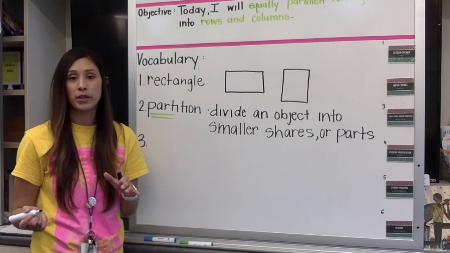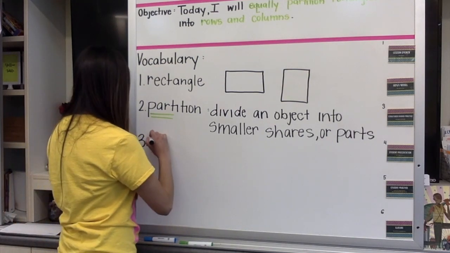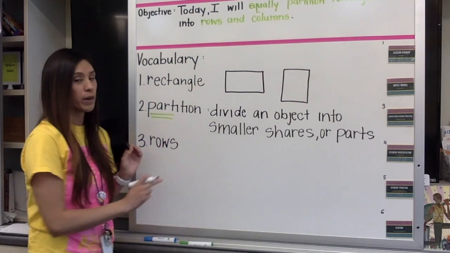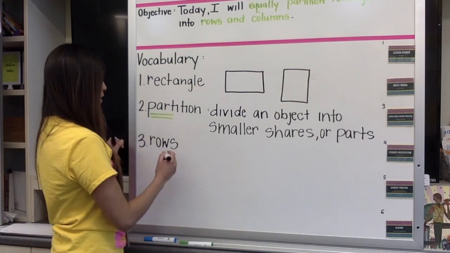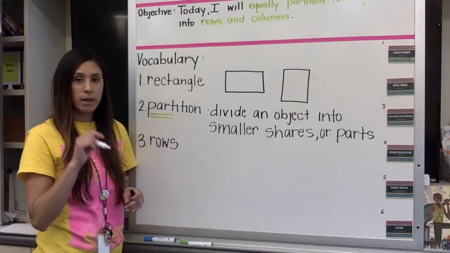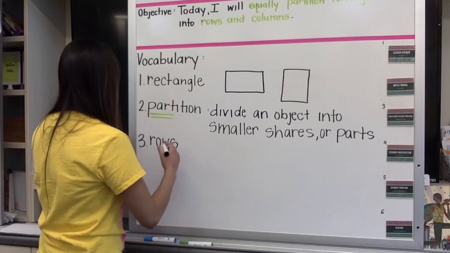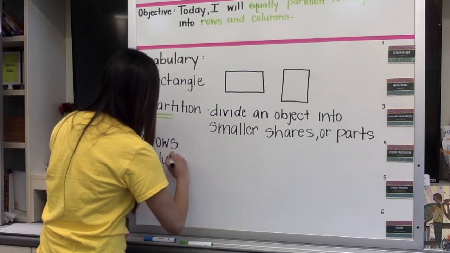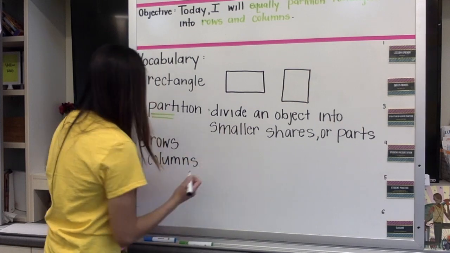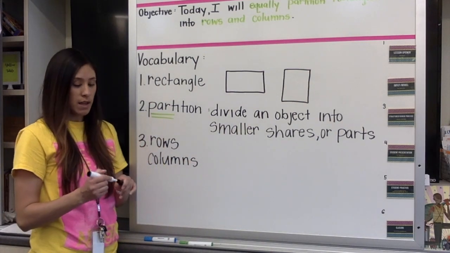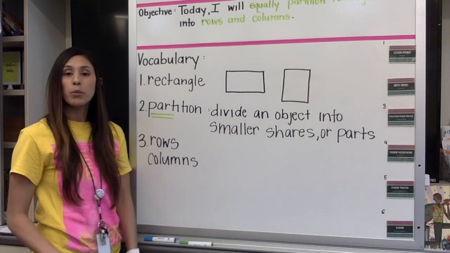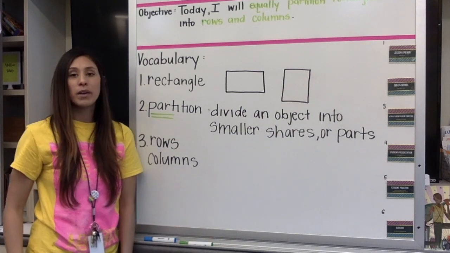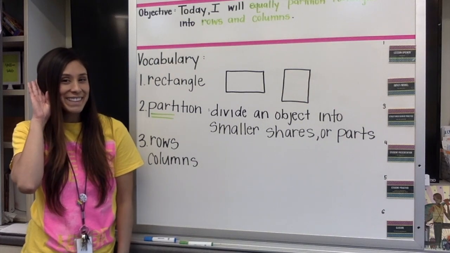Now, the next word, actually the next two words go together. Now, I'm going to write them both here, and then I'm going to explain them. So we have the word rows, which is plural. It could also just be row if we're talking about one row. And then we also have the word column, or columns if we're talking about more than one. Okay, so rows and columns. Everybody go ahead and repeat the word row. Okay, and then go ahead and repeat the word column. Nice job.